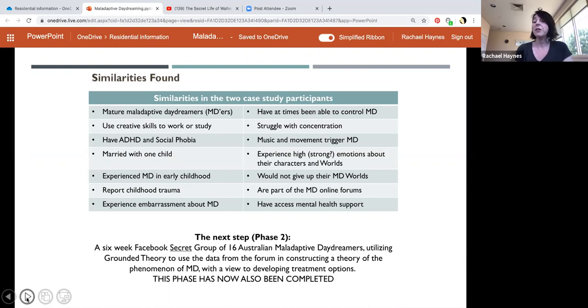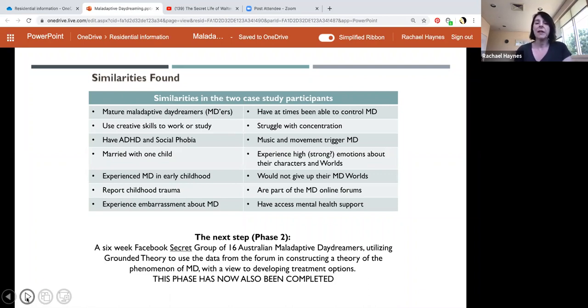Both had really strong emotions about their characters and their worlds. Neither would have given up their maladaptive daydreaming worlds. They just really wanted to tune it down a little, turn down the volume on it. Both are part of the Maladaptive Daydream online forums, and both had access to mental health support. So these were the similarities between the 2 case study participants.